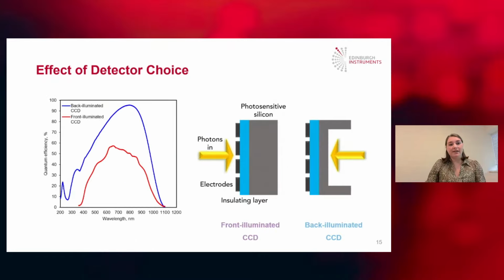The final choice is the detector. Normally in Raman, a CCD camera is used. A standard front illuminated CCD, as you can see here, peaks at around 55% quantum efficiency, whereas a back illuminated option increases that quantum efficiency up to about 95%. The reason for this is that in the front illuminated CCD, the photons must travel through the electrode and insulating layer before they reach the photon sensitive area, and this leads to light attenuation. On the other hand, in the back illuminated, the photons shine directly onto the photosensitive silicon, which is why you get your higher quantum efficiency.